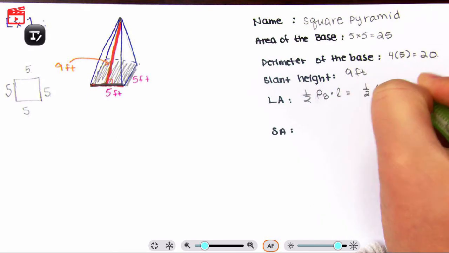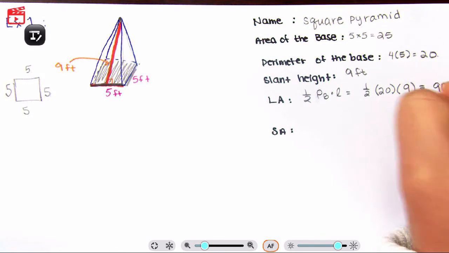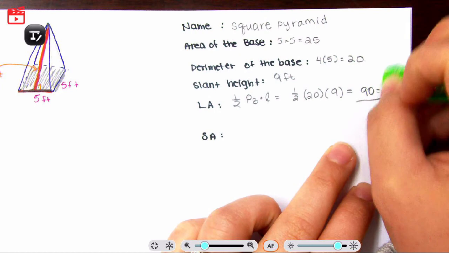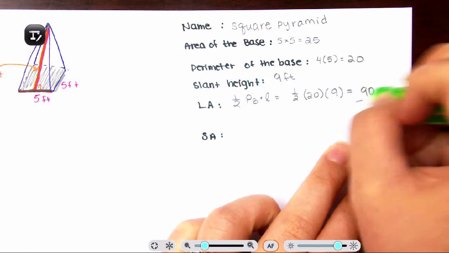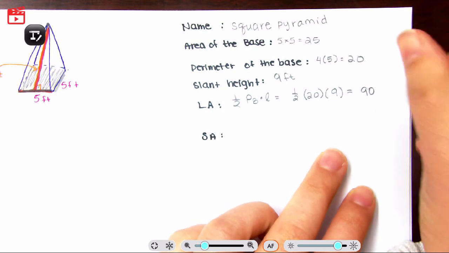Your slant height is 9. Take out your calculator. If you don't need a calculator for this, good for you. So 20 times 9 divided by 2, and I have a lateral area of 90. Now, whenever you're solving for lateral area, you must include units. So I'm going to erase this. Ran out of room, so instead of writing LA, I'm actually going to use that for units. And so our units are feet.